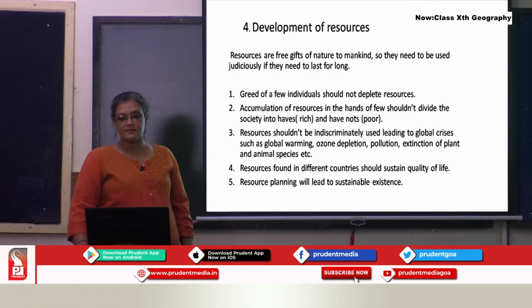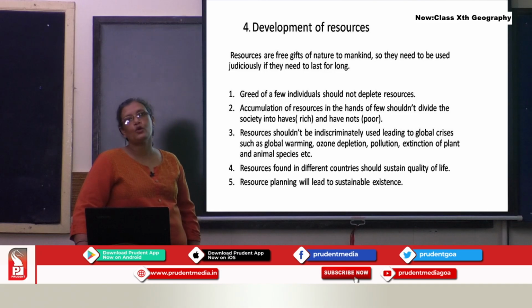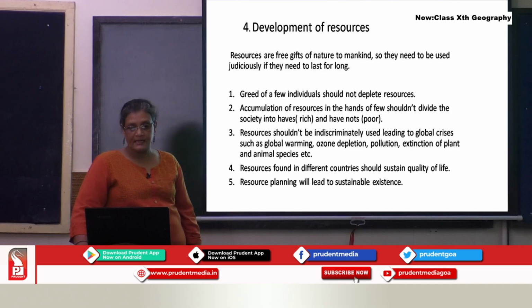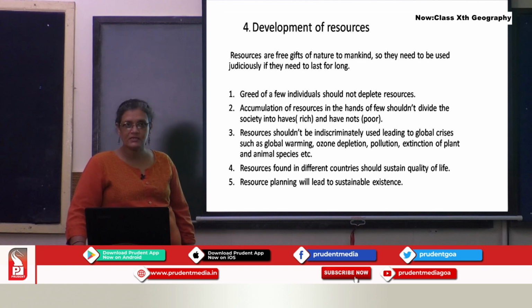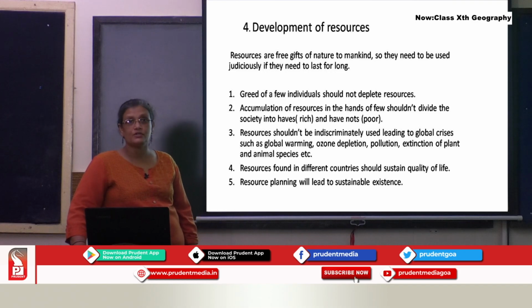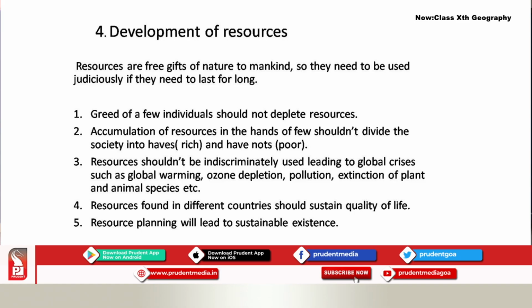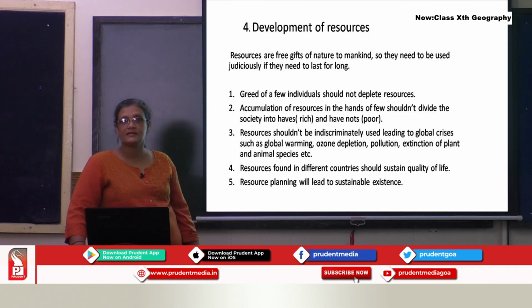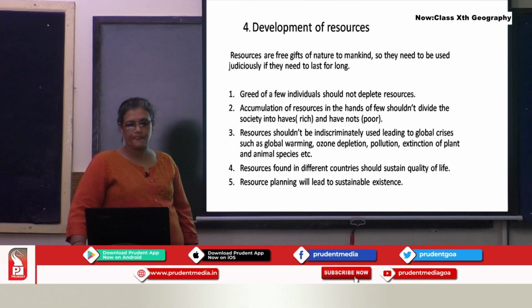Resources should not be indiscriminately used, leading to global crisis. As we can all see, we are all a part of the crisis already going on, like global warming and the climatic change that we refer to, the ozone depletion, the effects of which are still not felt seriously, pollution. This lockdown has enabled us to see how much less pollution we have created. Extinction of plant and animal species. Even if we go to the wildlife sanctuaries and the national parks, we are not going to see certain animals and plants that are already extinct.